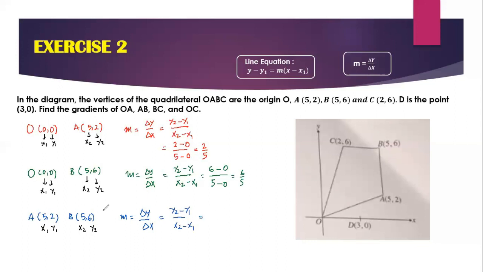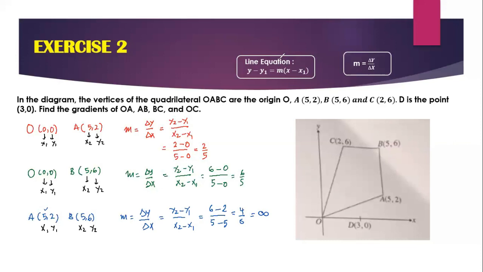Next, y2 here is 6 minus y1, 2, over x2 here, 5, right? Minus x1 is 5. Is it? 5. So the answer is 4 divided by 0. Undefined. Okay? Undefined means a vertical line, parallel to the y-axis. Okay, undefined. Next, the last. What is the gradient? The last.